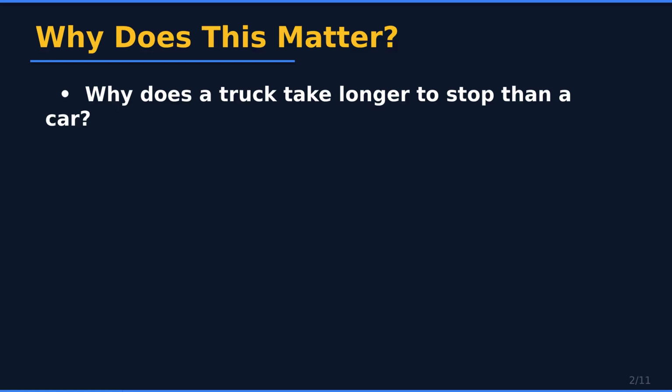Let's examine each variable. F is the net force measured in newtons. 1 newton is the force needed to accelerate 1 kilogram at 1 meter per second squared. Mass, m, is in kilograms and measures how much matter an object contains. Acceleration, a, is in meters per second squared and tells us how quickly velocity changes. Notice that acceleration is about change in velocity, not velocity itself.